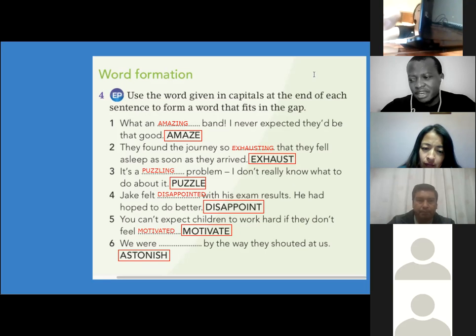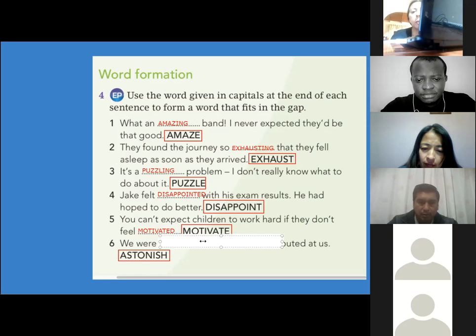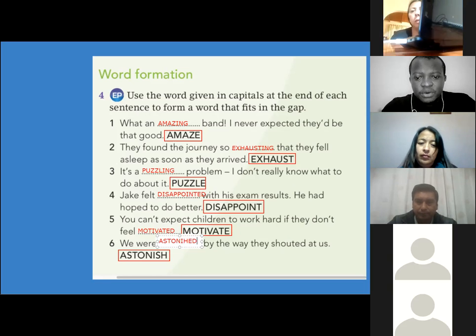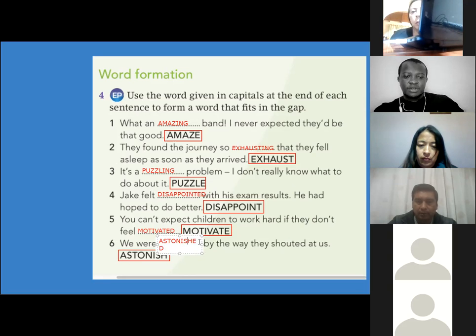Finally, number 6, another volunteer. Okay, Mr. Milton. We were astonished by the way they shouted at us. Why astonished, Milton? Because it describes how they feel when they were shouted at. Yeah, how they felt when they were shouted at. So that is what we are describing.